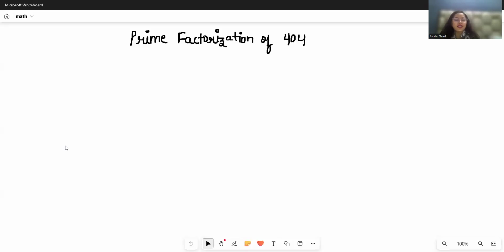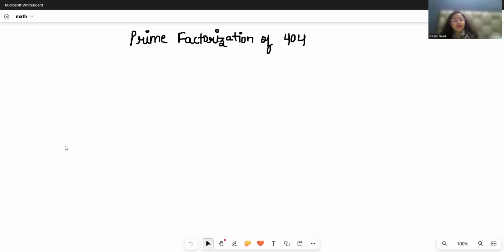Hey, here's a challenge. Can you break 404 down to its building blocks? That means the prime numbers that multiply to give 404. So stick around as we are going to solve the magic of prime factorization, and it is easier than it looks and way more satisfying.